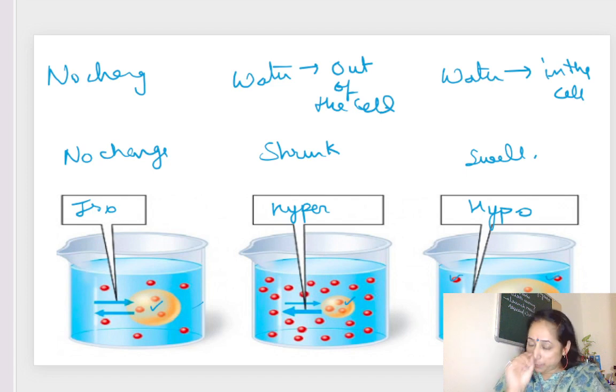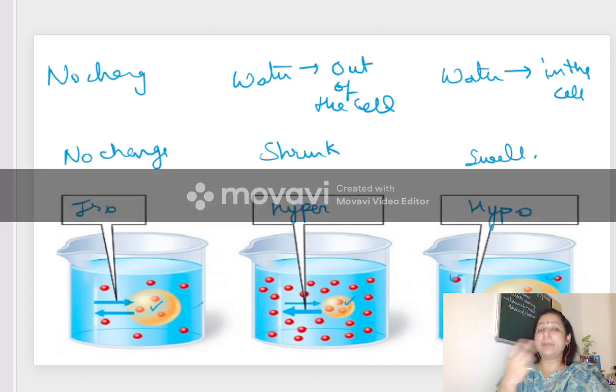Tonicity is a very important topic. A question comes from this topic for sure, in 1 mark and 2 marks, because your paper pattern has changed. We will discuss the paper pattern also, in detail.